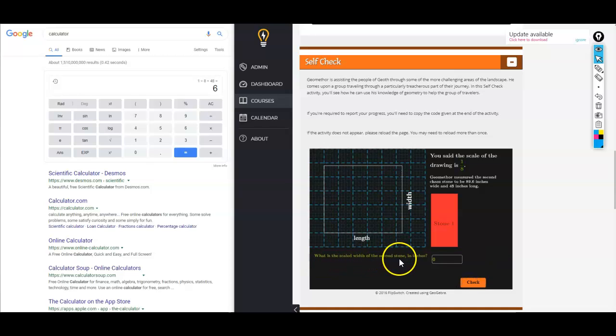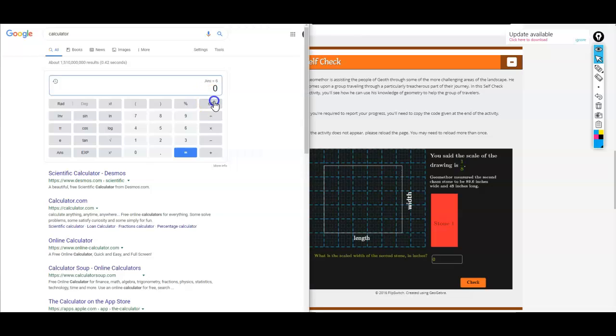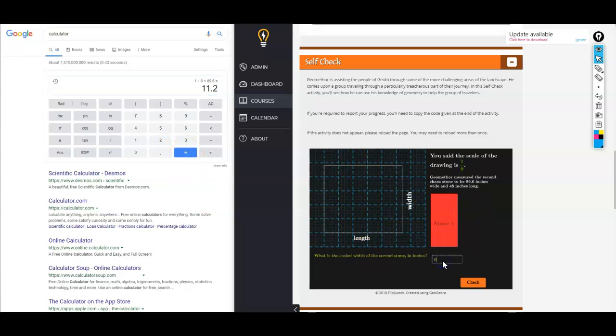What is the scaled width of the second stone? Okay, so our basic equation is our scale, 1/8, times the actual measurement. The actual measurement is 89.6 inches. So our scaled measurement is 11.2 inches.